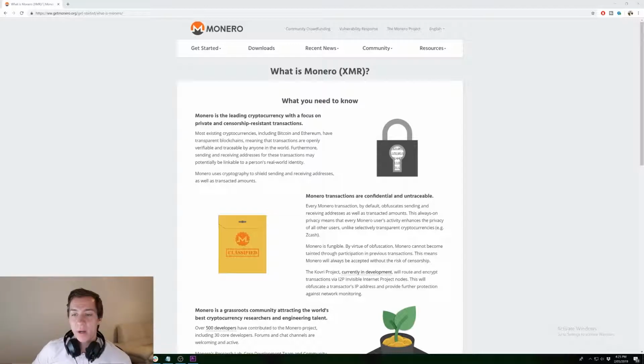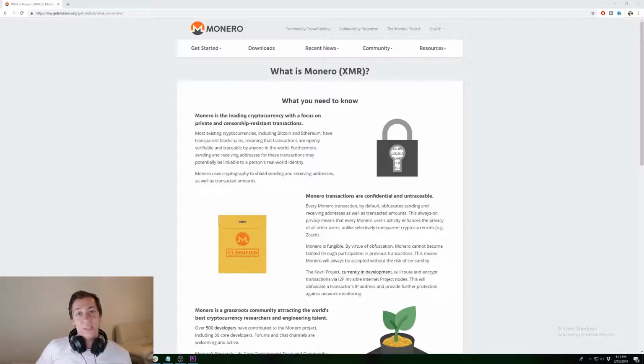And the way that works is basically when a sender sends coins, their signature, which validates that transaction, is put together with a whole bunch of other different signatures from other transactions on the blockchain, so it's impossible to know which signature is from the sender. And the way that the transaction is then made anonymous is it uses this thing called ringCT, which obfuscates the inputs and outputs that are used to make this transaction, so you can't tell where the coins came from.